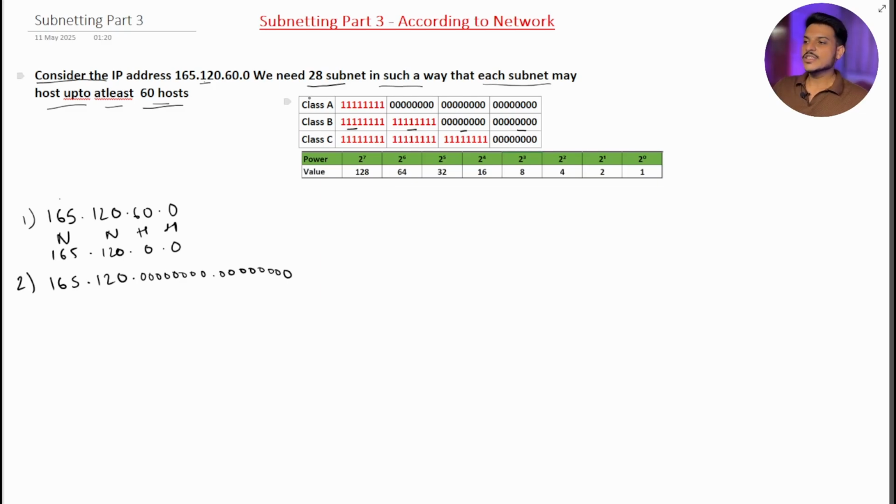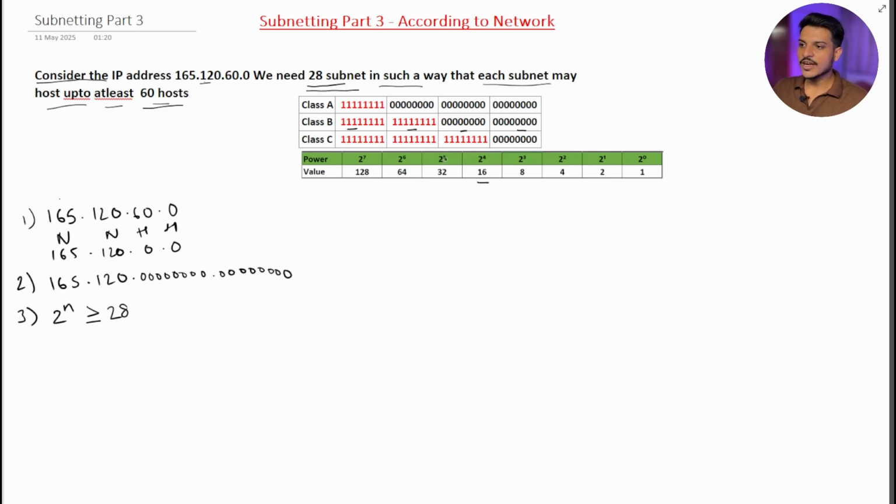Now as per our question, we need to create 28 subnets. In order to create 28 subnets, we need to use the formula 2 raised to n, and we need to satisfy the condition that 2 raised to n should be greater than or equal to 28. So we have to take a value of n such that this holds. In the table from 2 raised to 0 till 2 raised to 7 of 8 bits, if we take 2 raised to 4, meaning n as 4, it gives us 16. 16 is less than 28, so it will not satisfy the condition.